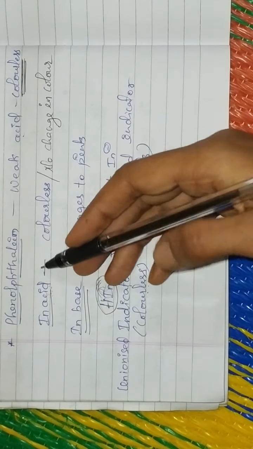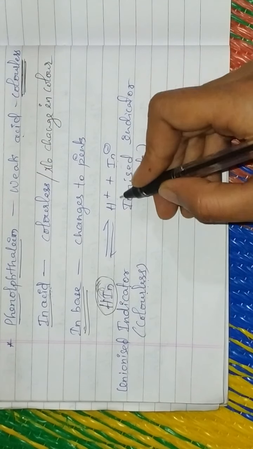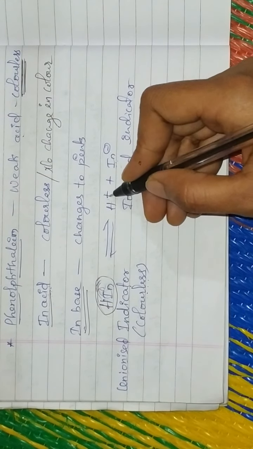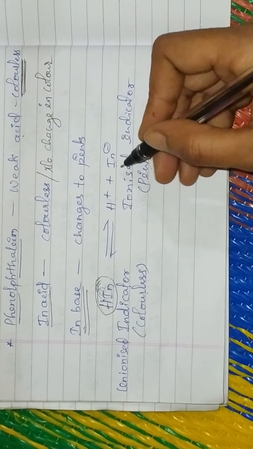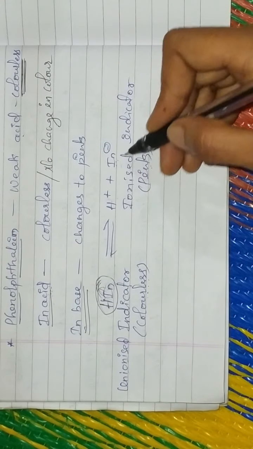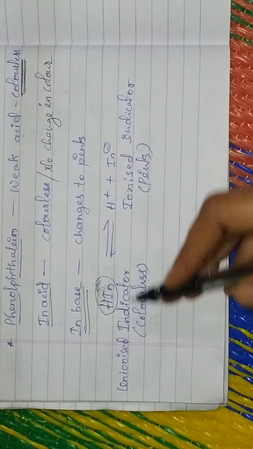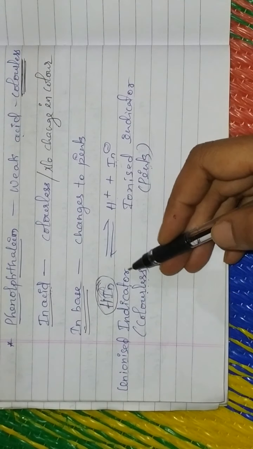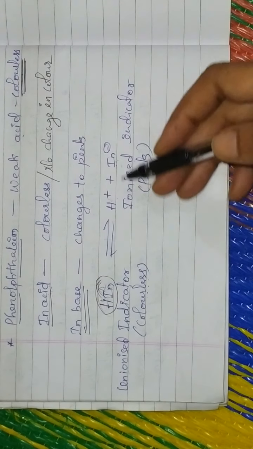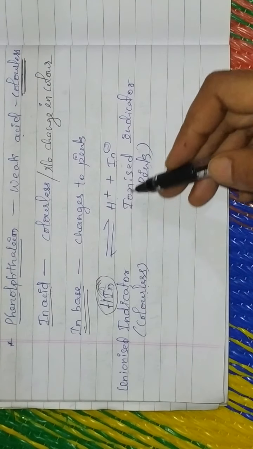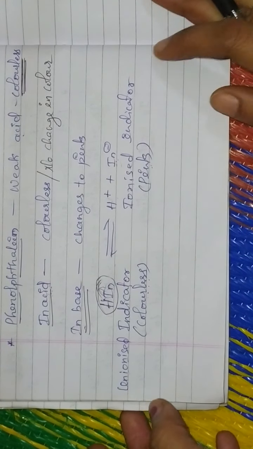But when this indicator is placed in base, it undergoes ionization to form hydrogen ion and the remaining indicator anion. So in base it breaks into ions. As a result, pink color appears. How this indicator breaks, all these things we will study in higher classes. I just explained here for knowledge purpose.